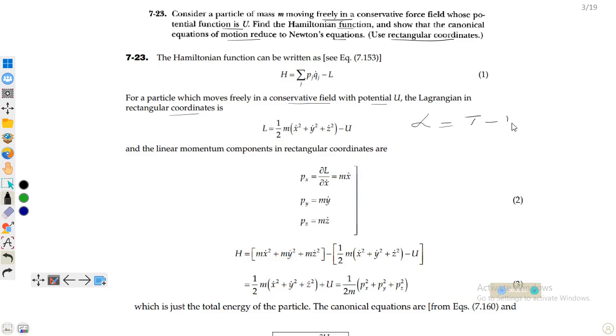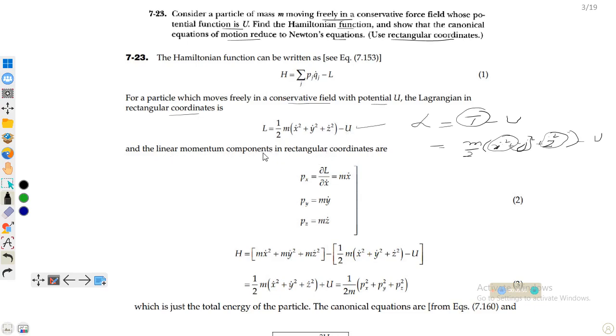T minus U, and the kinetic energy will be equal to m over 2 times x dot squared plus y dot squared plus z dot squared, minus the potential energy. This is the kinetic energy for the x axis, y axis and z axis, because our particle is moving in a conservative field and is also moving in three dimensions, meaning x, y, z. So the Lagrangian will be equal to m over 2 times x dot squared plus y dot squared plus z dot squared, minus the potential energy.